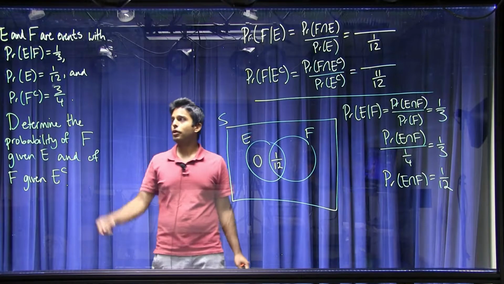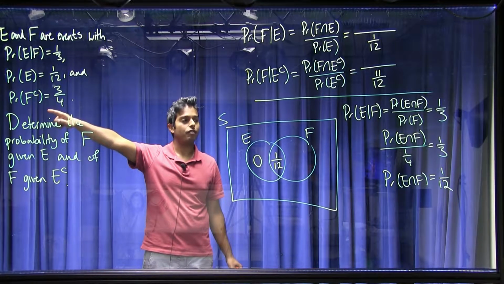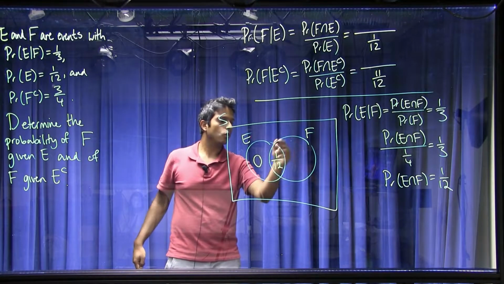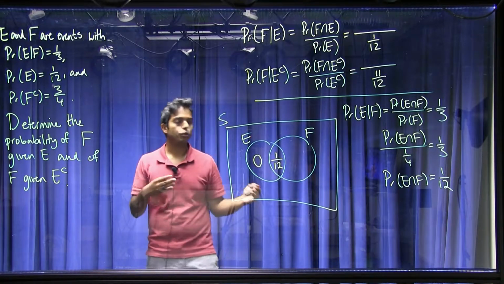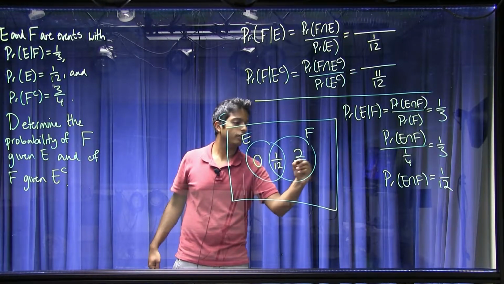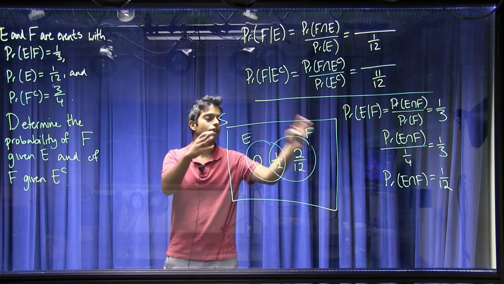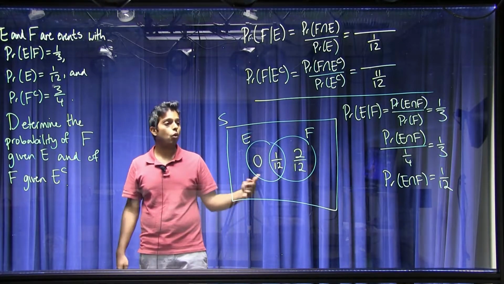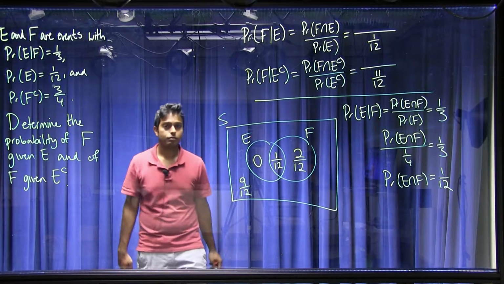Then we know that the probability of F complement is 3/4, which means that the probability of F is 1/4. So in this whole circle that represents F, we need to have 1/4. So if you do the subtraction, 1/4 minus 1/12, you'll get 2/12 over here. And then finally, we know that the probabilities in the entire Venn diagram have to add up to 1, so the area outside has to be 9/12.